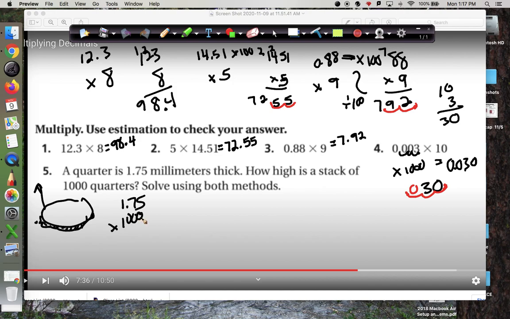And in this case, we don't need to multiply and divide away our decimal. What we can do is just our shortcut. So 1.75 times 10 moves it one place, times 100 is 175, times 1,000 is one more place, so I'm going to fill that in right there. So it would be 1,750 millimeters high.